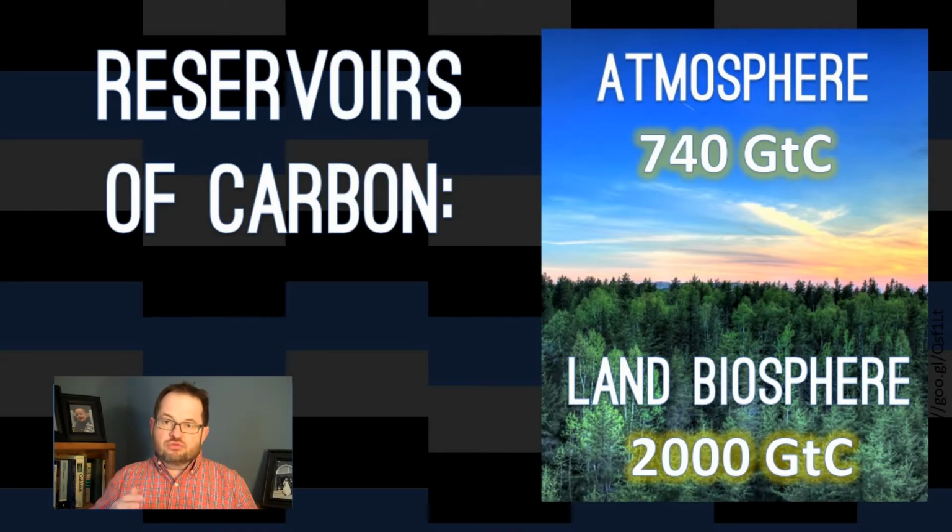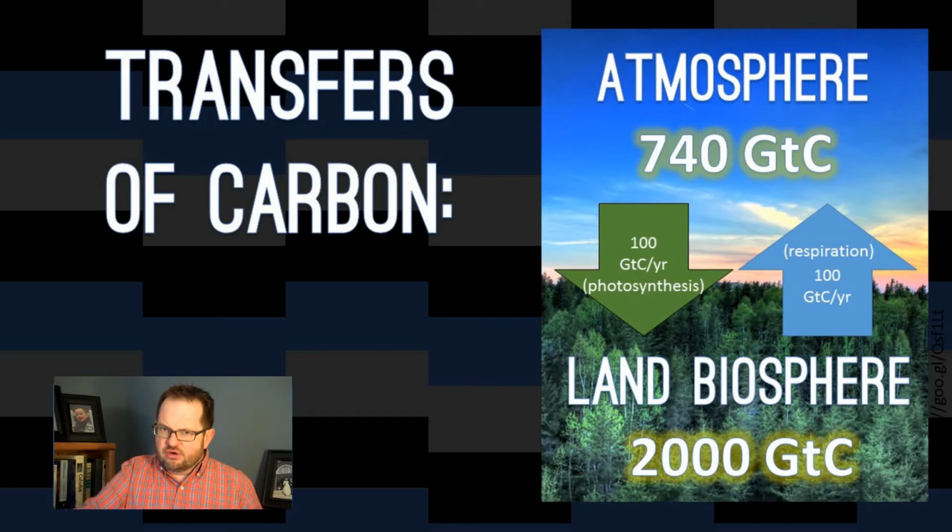Now, what's important here is how carbon can be transferred from the atmosphere into the land biosphere, or from the land biosphere up into the atmosphere. The unit that we're going to be using to describe the rate at which carbon is moving from one reservoir to another will be gigatons of carbon per year. So we're describing how many gigatons of carbon each year transfer from one reservoir to another.